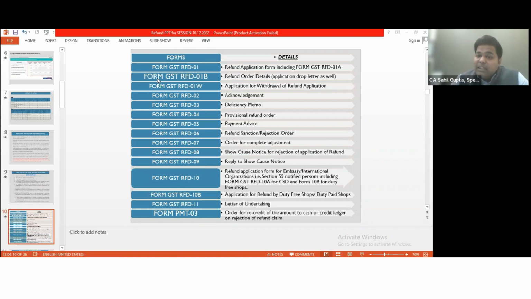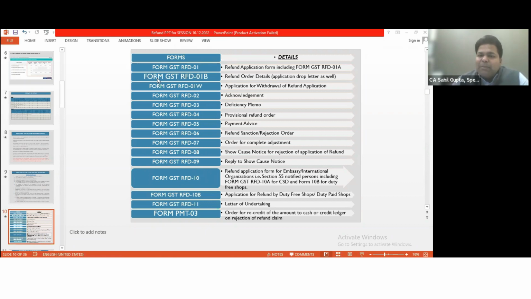But the refund application can be withdrawn only until a show cause notice has been issued, or a payment order has been issued, or a provisional refund order has been issued. Basically, RFD 04, 05, 06, 07, 08. If these five forms have not been issued, till then we can make an application for withdrawal of the refund application.